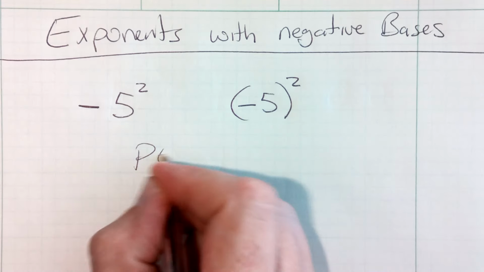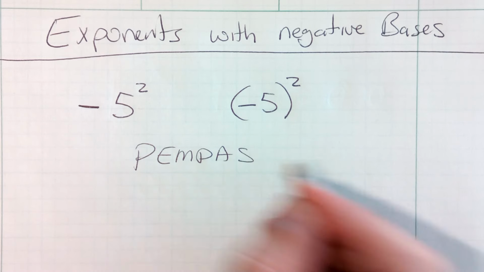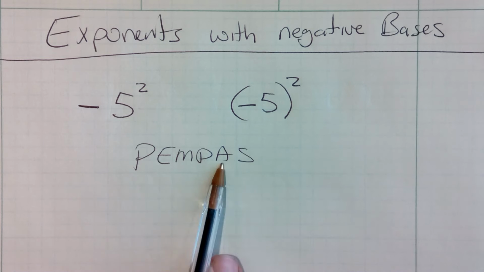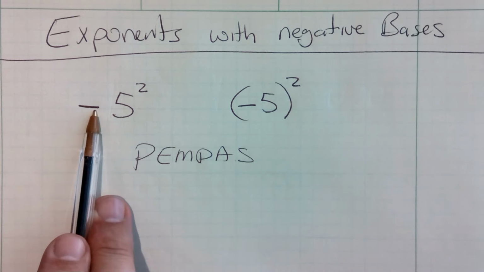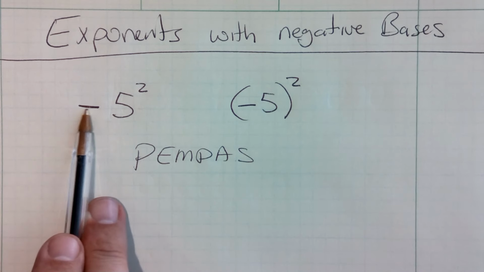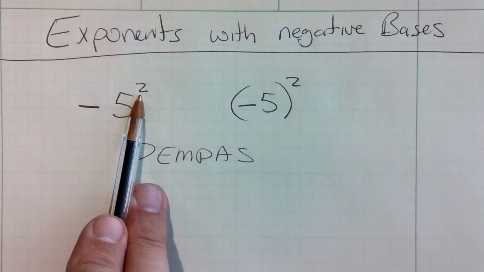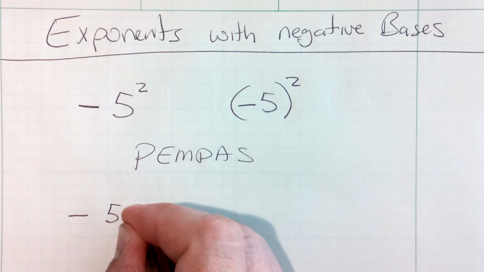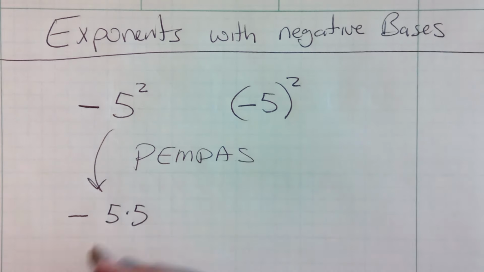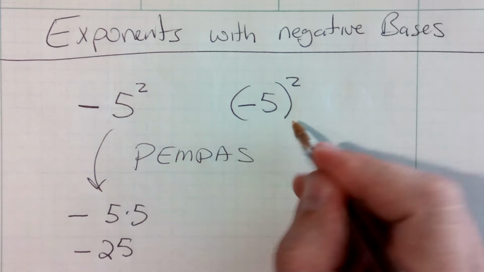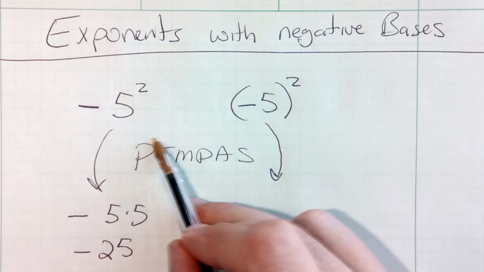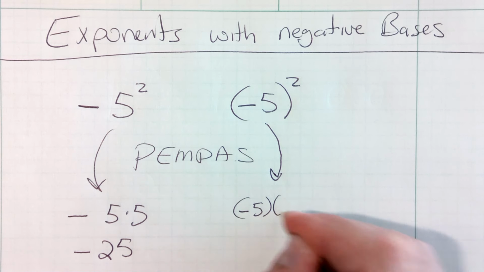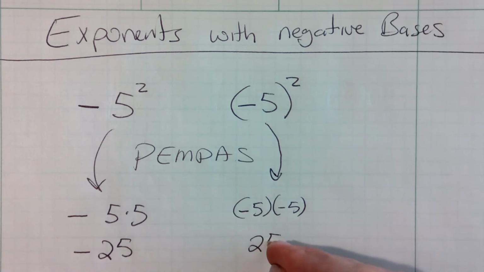By order of operations, if you remember PEMDAS, exponents come before addition and subtraction. If there's no parentheses, we consider this a subtraction symbol, which we would do after we square it. So in other words, we'd have a negative 5 times 5 for this expression, which would be a negative 25. Where this one, because parentheses come before exponents, actually means a negative 5 times another negative 5, which would become positive 25.